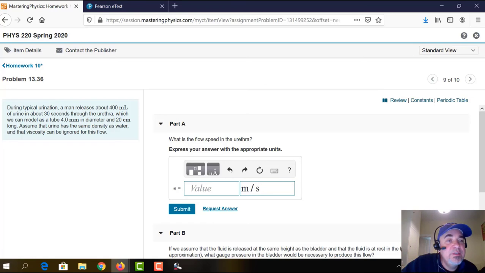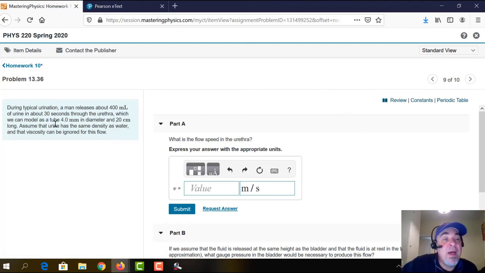Okay, so during typical urination, a man releases 400 milliliters of urine. Okay, that's a perfectly good unit. It's just not an SI unit, so you'll have to turn that into cubic meters. It'll be a really, really small amount of cubic meters in 30 seconds. So that's really the volume flow rate, 400 milliliters in 30 seconds, but just make sure that you put that into SI units, convert milliliters into cubic meters. You'll have to look up the conversion factor. Here's a nice place to start this review section here.